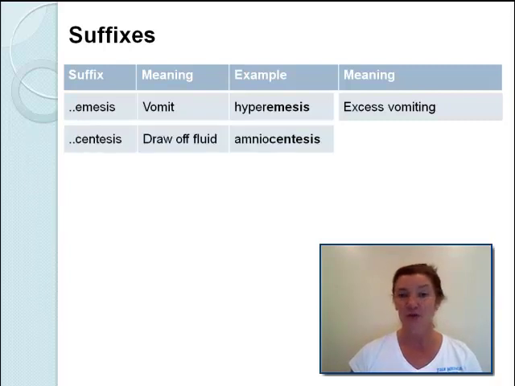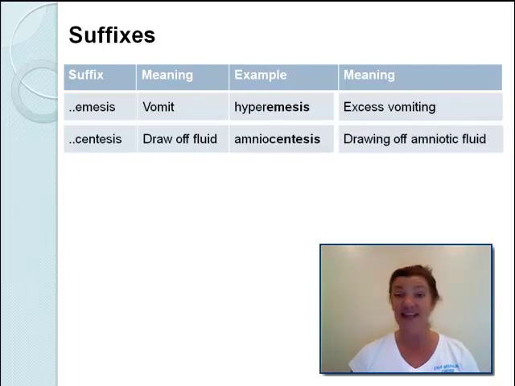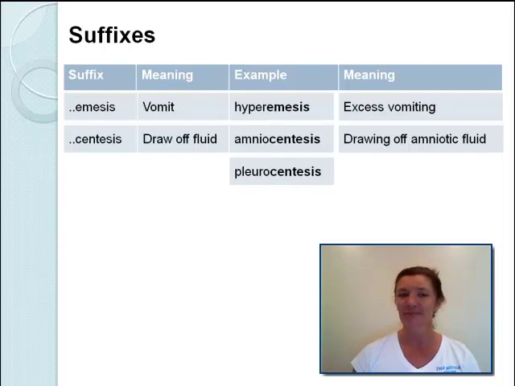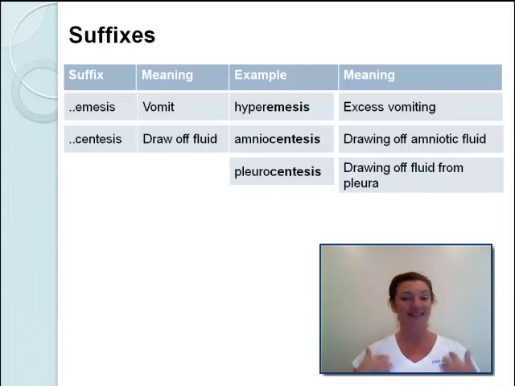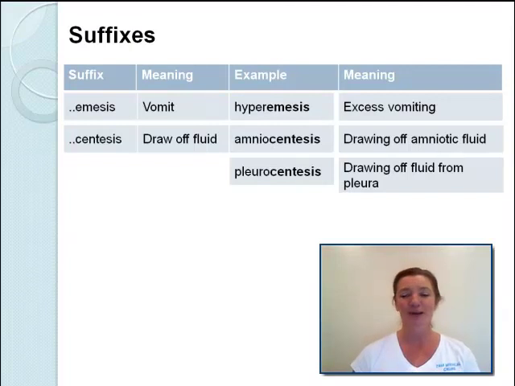Centesis means to draw off fluid, so amniocentesis was drawing off the amniotic fluid to test for DNA abnormalities, genetic abnormalities in the baby. Pleuracentesis, not a gynae word. So pleura related to the pleural membranes, the membranes surrounding the lungs. So pleuracentesis was drawing off fluid from the pleural membranes.